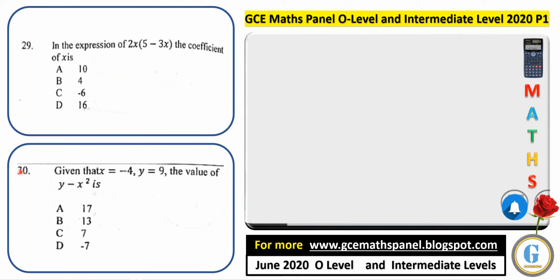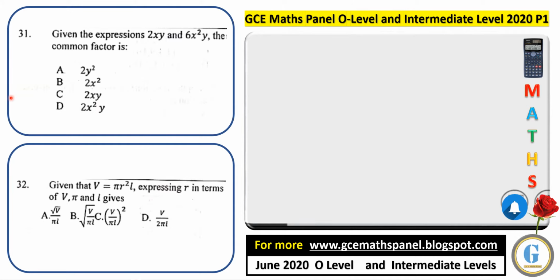Okay, question number 31. Given the expressions 2xy and 6x squared y, the common factor is, so for the common factor, let us look at 2xy and 6x squared y. The coefficients, we have 2 and 6. The HCF of 2 and 6 is 2. Then for the x, you have x and x squared. The HCF is x. Then we have y and y, so it's just y. So this is the highest common factor, 2xy. So the key here is C. The key is C.